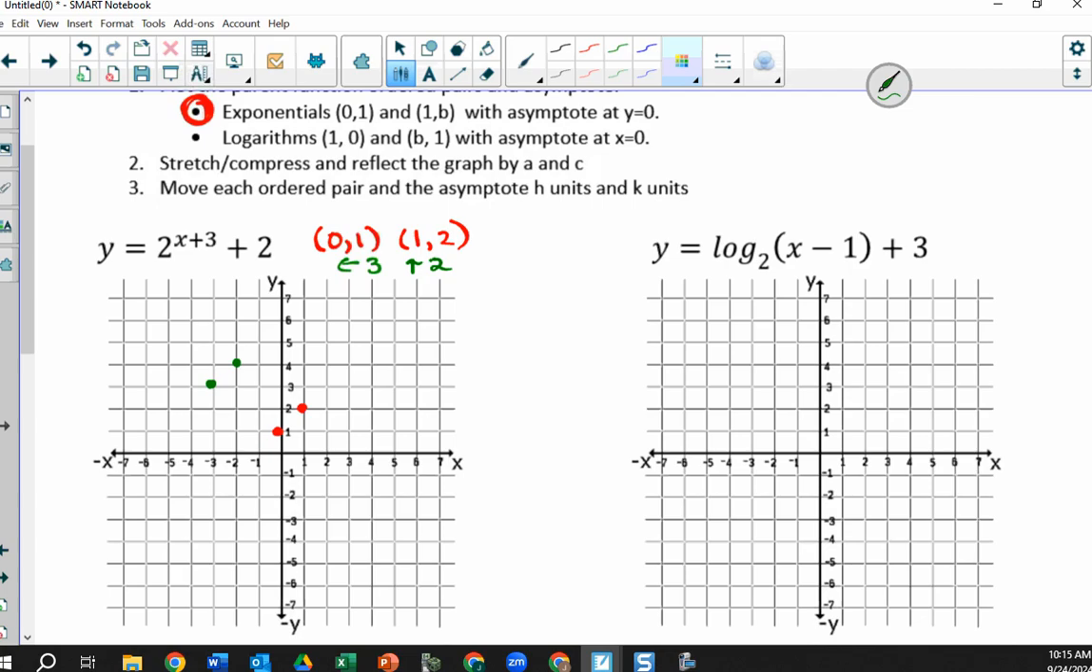Okay. All right, let's think about our horizontal asymptote. It was at y equals 0. If we shift a horizontal asymptote left or right, does that do anything to it? Isn't it still the same asymptote? Yeah. What about if I move up or down? Okay, so where is my horizontal asymptote for this one now? 2, yes.